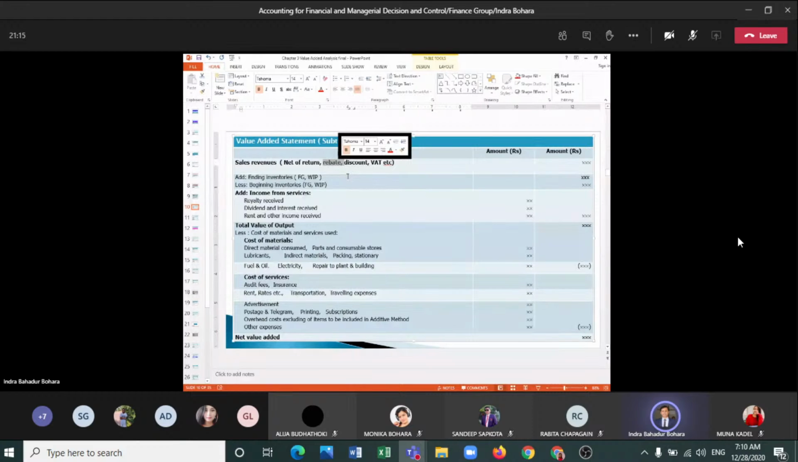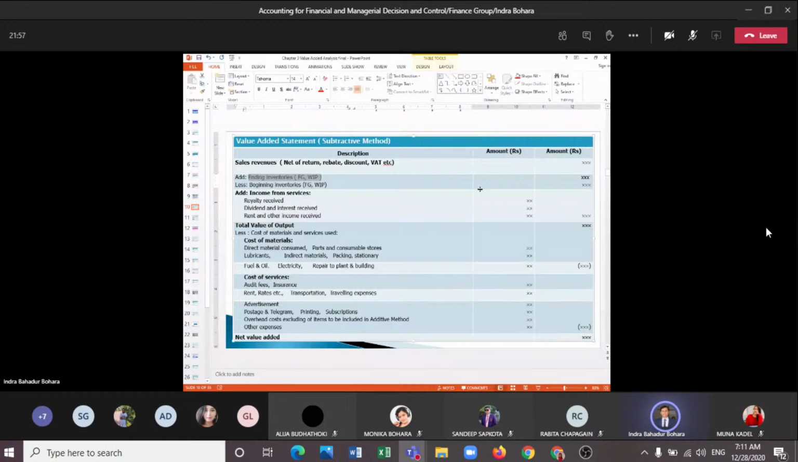Then another important point is why ending inventory is added and why beginning inventory of finished goods is deducted. Keep it in mind: opening stock of finished goods and closing stock of finished goods, and opening stock of work in progress (WIP) and closing stock of work in progress. Why is ending inventory added and why is beginning inventory deducted? That is important. Normally we deduct the closing stock in every case to find out the cost of goods sold. Here we are not calculating the cost of goods sold. Here, how much is value added?